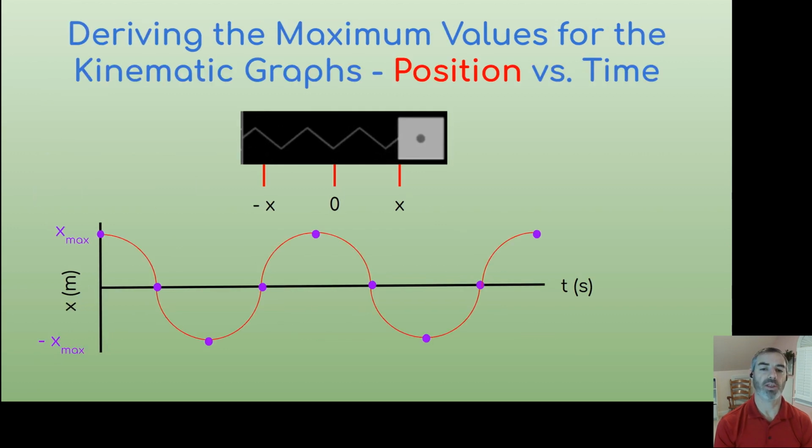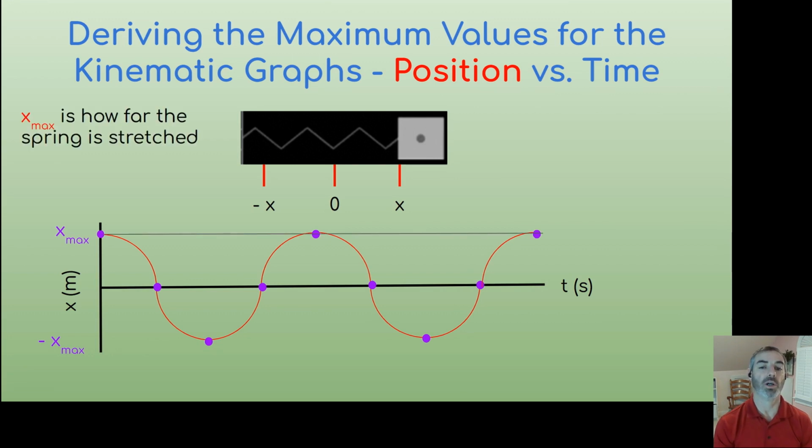How are we going to find those max values? So if we're deriving the maximum values for the kinematic graphs, first we're going to start with the position versus time graph to find the max and negative max value for the stretch or compression. Well, we know that if we draw a line from x max all the way across, that's just how far the spring stretched or compressed, and that's the amplitude. So however far the spring stretched or compressed, that's the max or the negative max value.